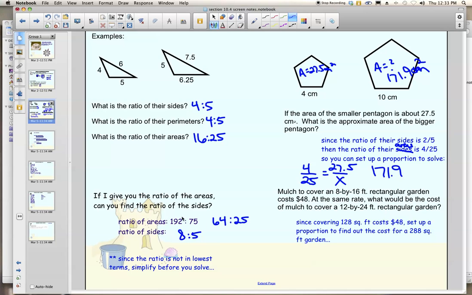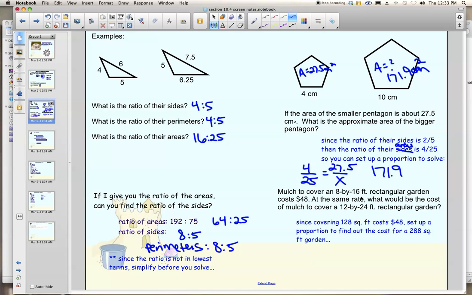So the trick here is make sure if you're going backwards that they're in simplest form first. Reduce down the fraction and get it into simplest form before you square root the pieces to get the ratio of their sides. This would also be the ratio of their perimeters. Remember that sides and perimeters have the same ratio. So the ratio of their perimeters would also be 8 to 5.